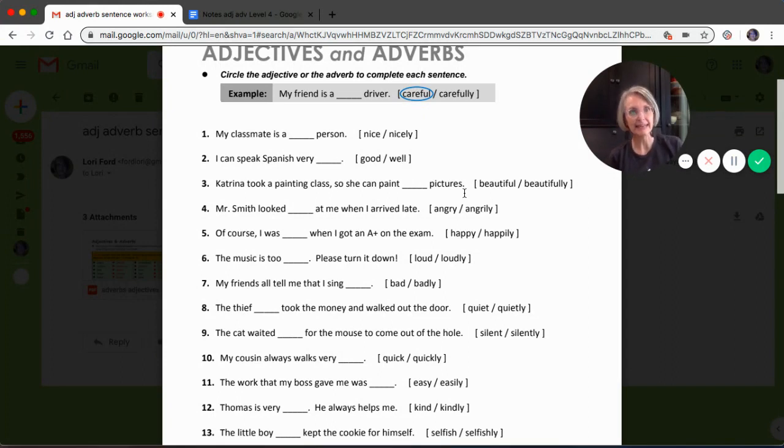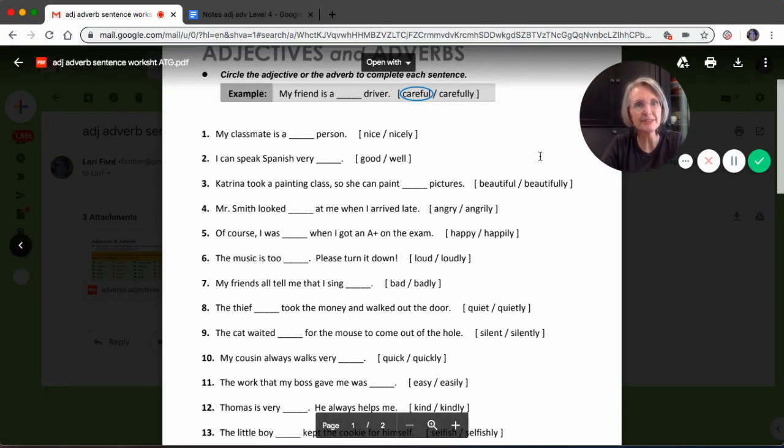My classmate. Okay, classmate is a person, right? You are all each other's classmates. My classmate is a, okay, so classmate is a person, right? So you need to pick the adjective form. My classmate is a nice person. So you would choose this one, nice. My classmate is a nice person.